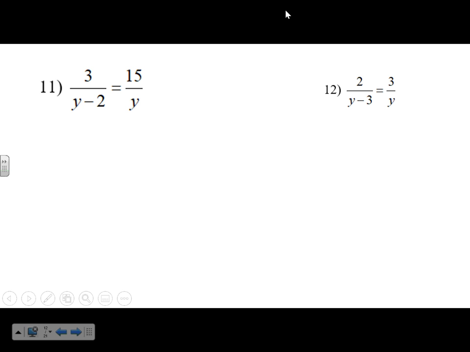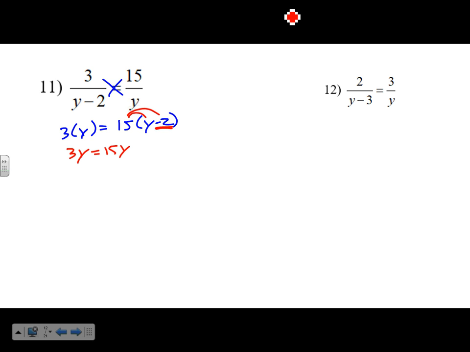So number 11, same thing, we're cross multiplying. So we have 3 times y is equal to 15 times y minus 2. Again, I like to put the binomial, the thing that has 2 terms, I like to put that second. I think that helps you guys. 15 times y, and 15 times -2. Again, a lot of people forget that second term. You have to make sure you remember that.